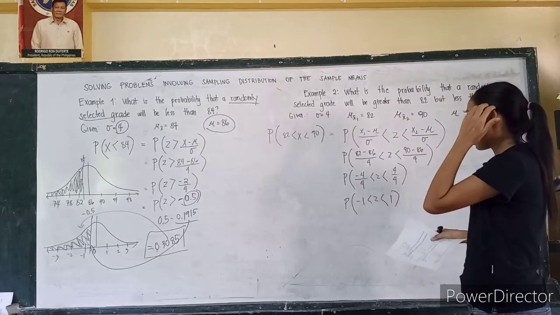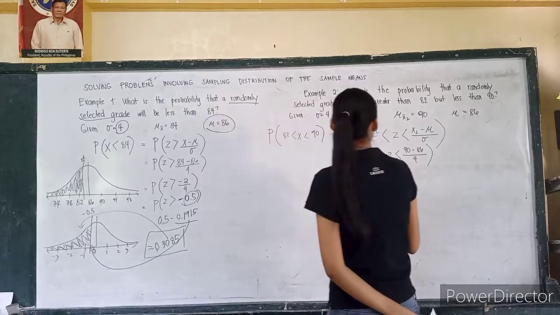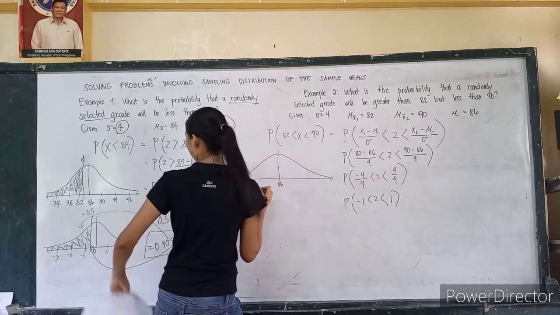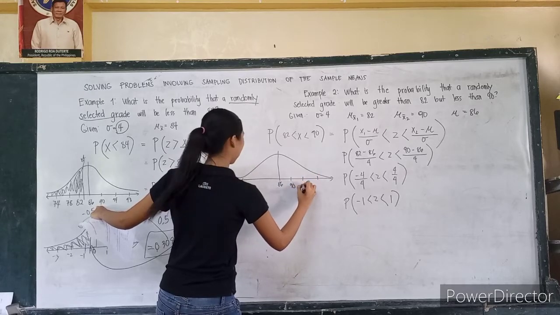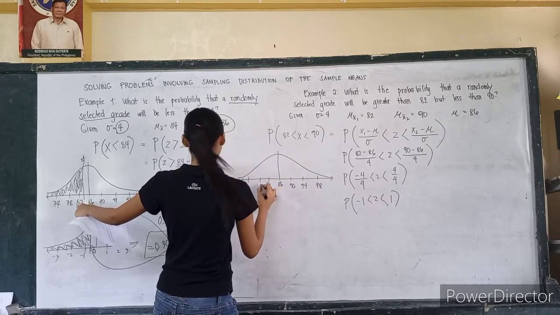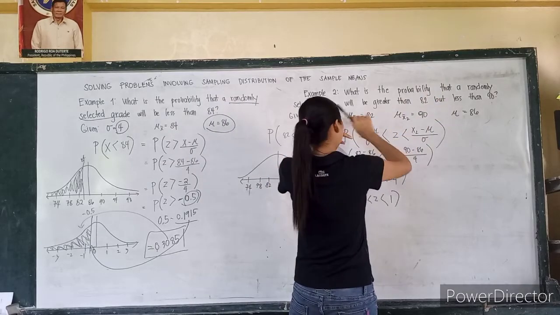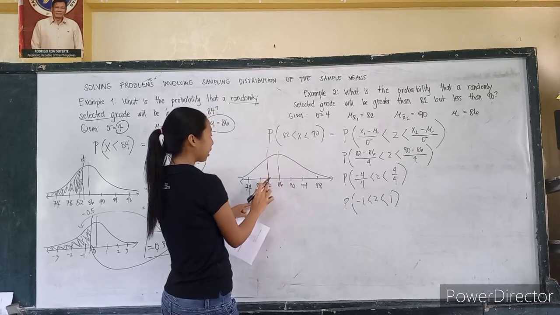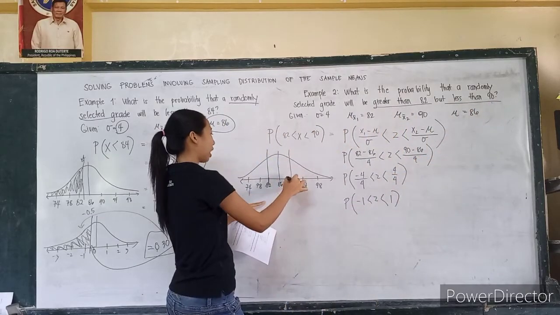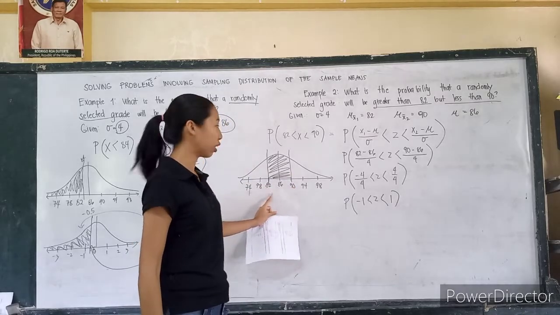Area. Before we proceed, let me draw it so you can understand. I'm going to draw a curve of the raw scores. Again, this is 86, then 90, 94, 98, and on the other side 82, then 78, and 74. The question asks for the probability that the randomly selected grade is greater than 82 but less than 90. So we put boundaries, and the area we need is right in between 82 and 90.